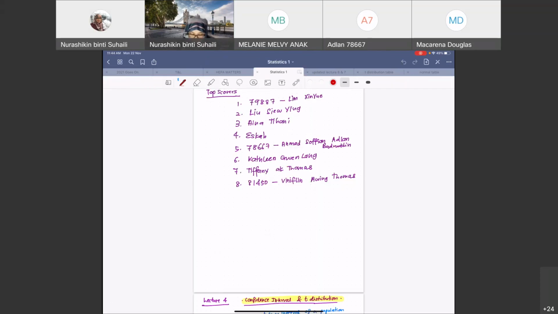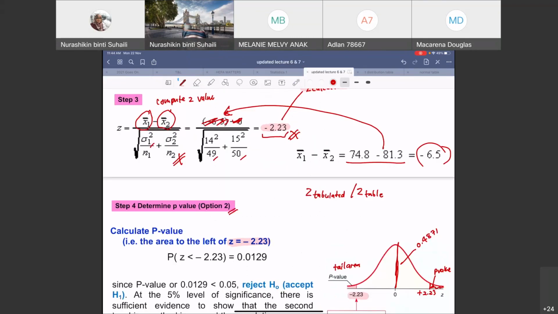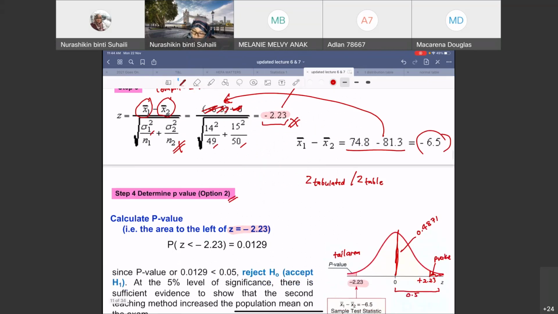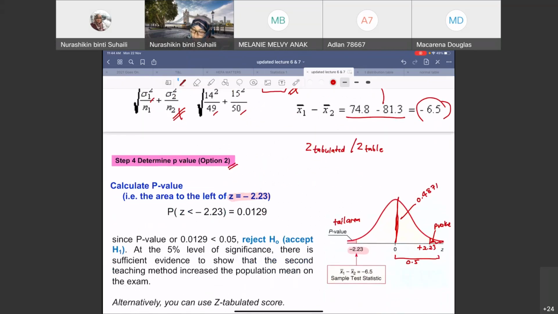But here you want to find this tail area. It means you have to know that the total area on this side is 0.5. This one you have to know by yourself; it's not given in the question. The p-value, or the tail area, is 0.5 minus 0.4871, which is 0.0129. So it should be the same with this one. It's symmetric. That's how you got this 0.0129.